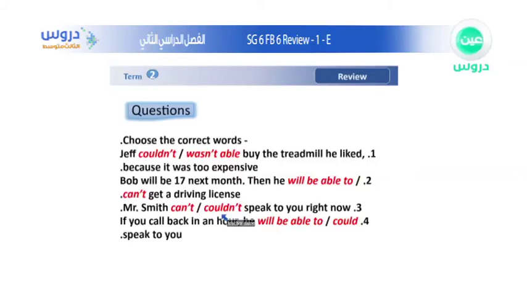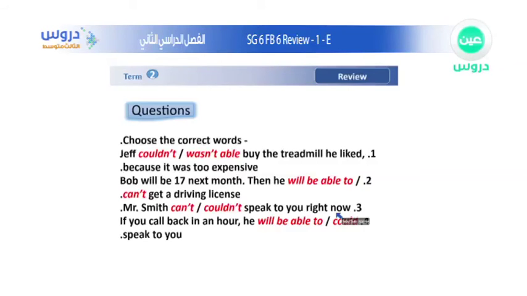Before moving to number 4, I want to ask you a question first. When do we use could? Do we use could in the present? Right now, can we use it? Yeah, good job, Nihal. This is the thing. In the past. Good job, Marhan. And in the sentence, it says right now. It means now. Mr. Smith can't or couldn't speak to you right now. We are talking in the present.